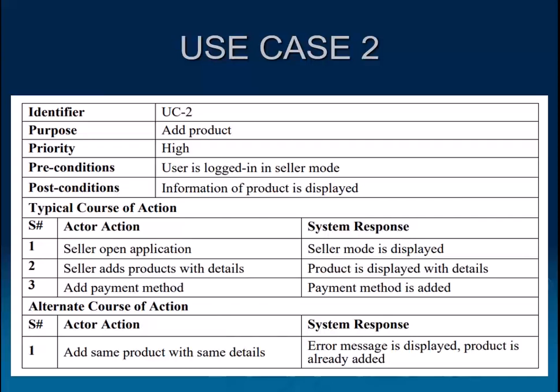This is use case 2. The purpose is to add a product. The preconditions include that the user is logged in to seller mode, and the post condition is that the information of the product is displayed. The typical course of actions from the actor side include: seller opens the application, and the system response is that seller mode is displayed. Seller adds products with the details, and the system response is that product detail is displayed. Add payment detail and payment method also.